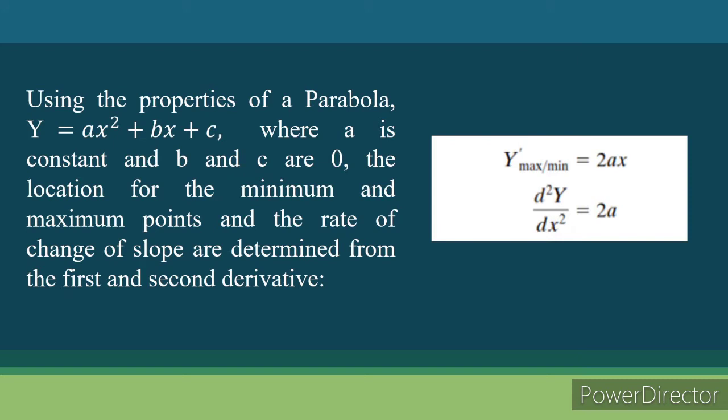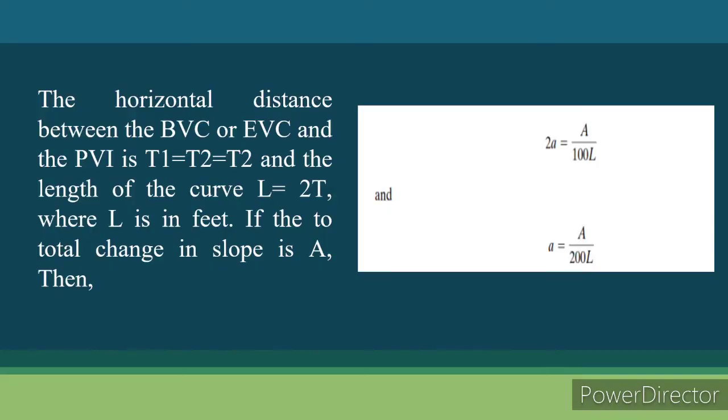The location for the minimum and maximum points and the rate of change of the slope are determined from the first and second derivative. Where y prime is equal to 2ax, that is the first derivative, and the second derivative of the function is equal to 2a. The horizontal distance between the beginning of the vertical curve or the end of the vertical curve and the point of vertical intersection is equal, t1 equals t2 equals t, and the length of the curve L is equal to 2t, where L is in feet.